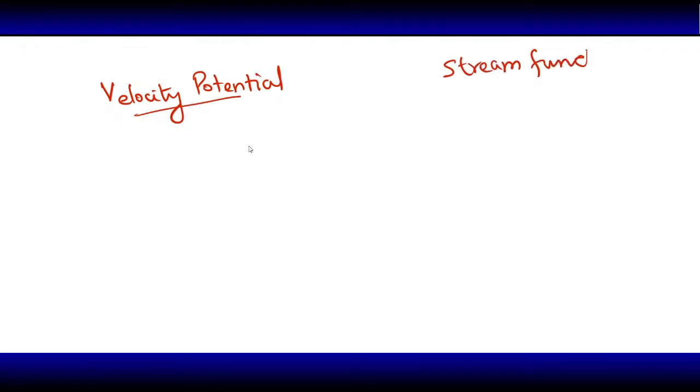I was telling one more important point. There was a velocity potential. I request please mute yourself. Okay, thank you so much. Then stream function. Velocity potential and stream function. Now velocity potential is three-dimensional and stream function is two-dimensional.